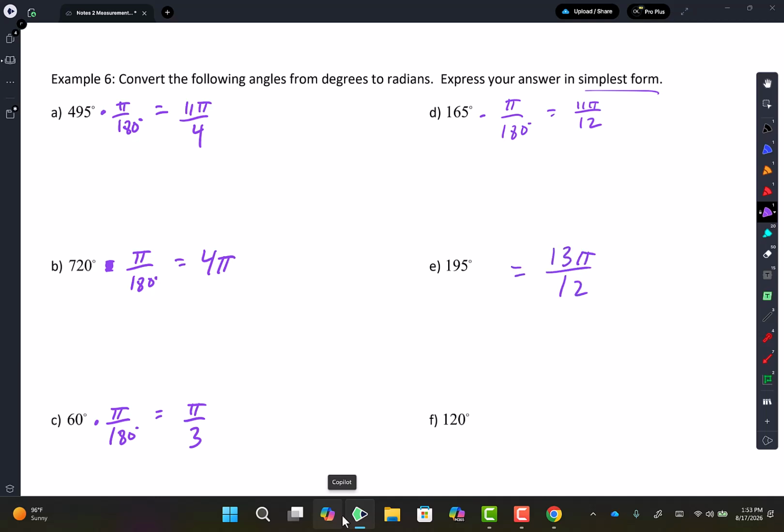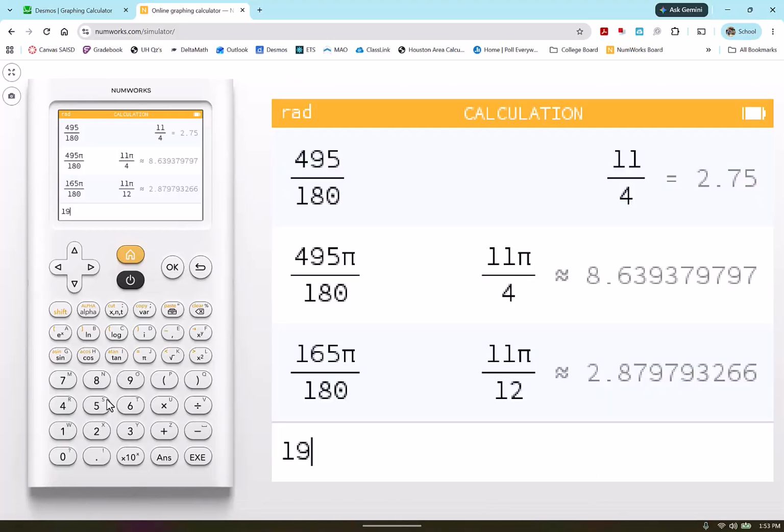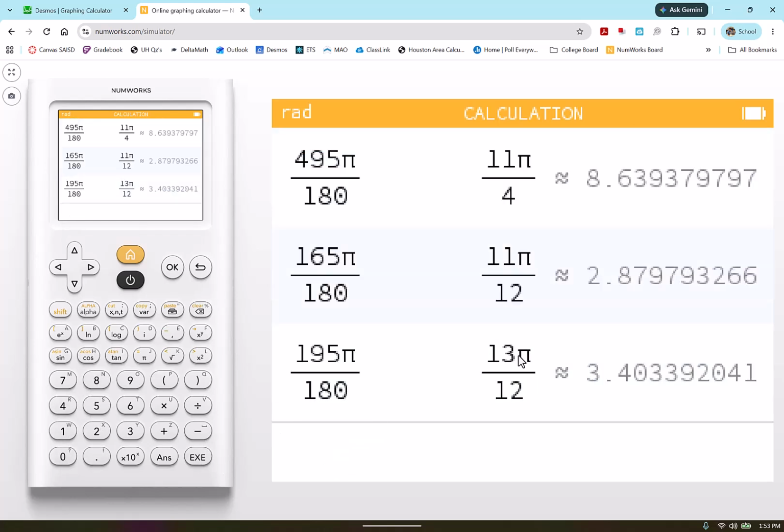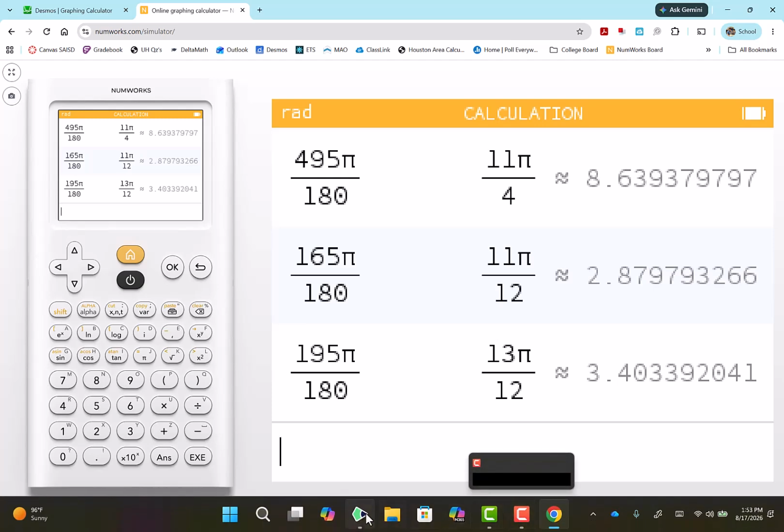Do you guys see how we did it? Yeah. And if you were to take your calculator and tell it 195 times pi over 180, it would tell you that. And bam. Look, 13 pi over 12. Cool, right? You guys knew that though.